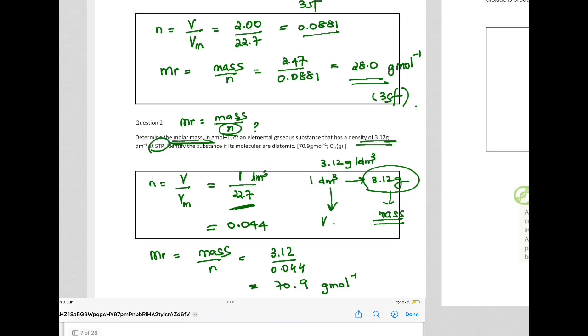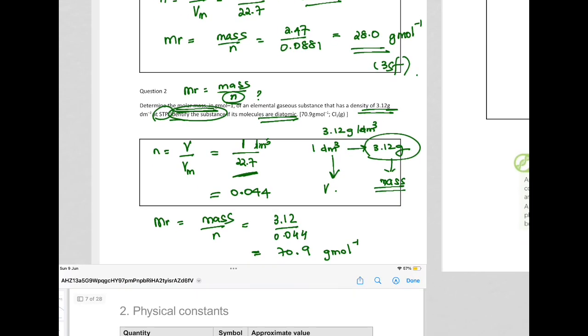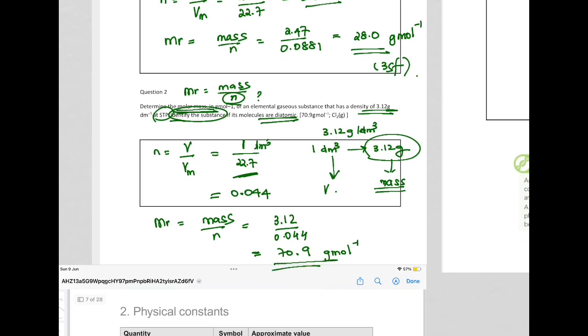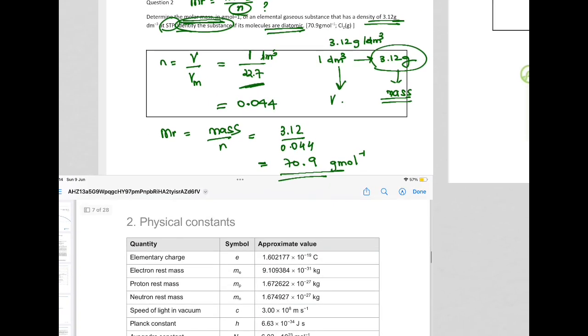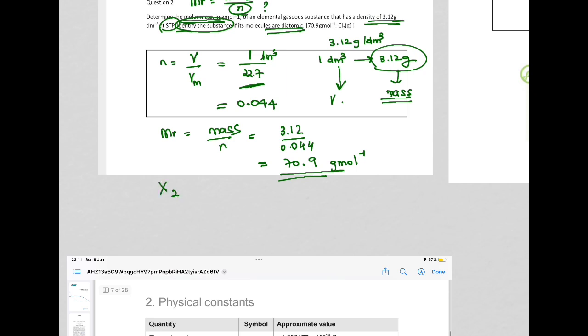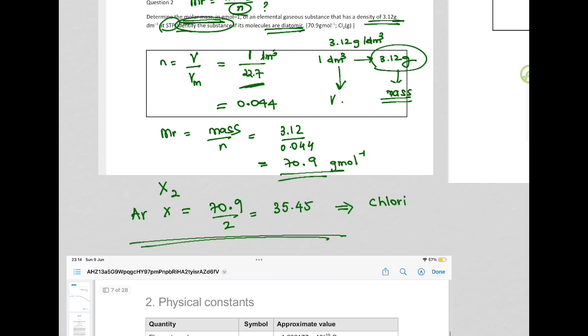Now it says that you need to identify the substance if it is diatomic, which means that this is twice the AR value. So it is diatomic, which means that it is X2, right? So AR value of X will be 70.9 divided by 2. So 35.45. Now you look in the periodic table and you find the element that has AR value of this. This corresponds to chlorine. Therefore, the substance is chlorine Cl2.